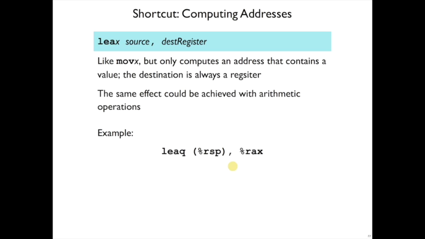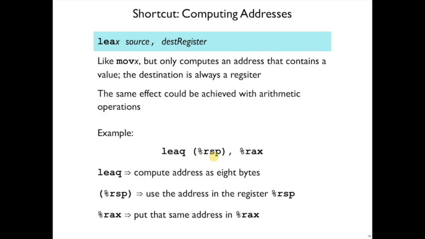Here's another example. This says compute the address that you would look up at RSP, and just put that in RAX. Don't actually look on the stack, just compute the address where you would look with a move and put that address into RAX. So this one is less useful because it's just the same as moving RSP to RAX, but it's what falls out of the grammar of source descriptions.